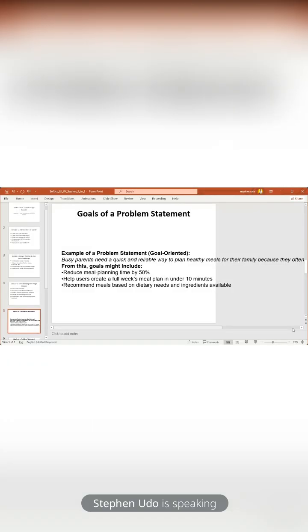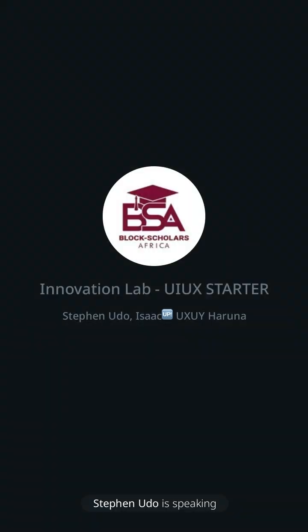From these goals now, the goals might include: reduce meal planning time by 50%, help users create a full week meal plan in under 10 minutes, recommend meals based on dietary needs and ingredients available. So you are creating a product that will solve this problem. This is what your goals might look like. You are trying to reduce the meal planning time. The parents don't have time, so you try to reduce their meal planning time by like 50%. Then you help them create a full week meal plan in under 10 minutes.